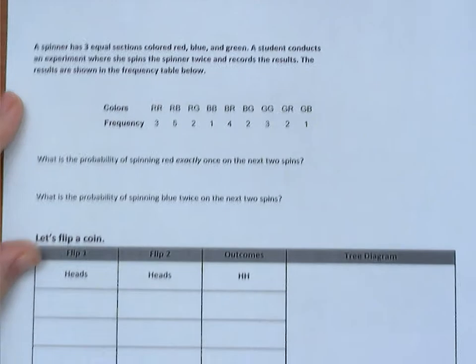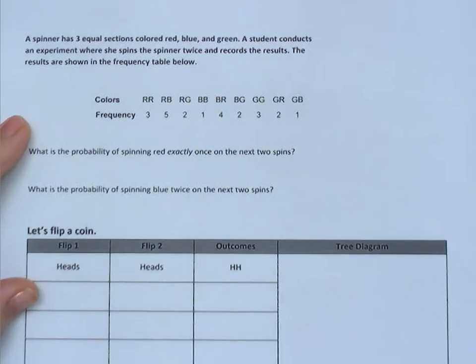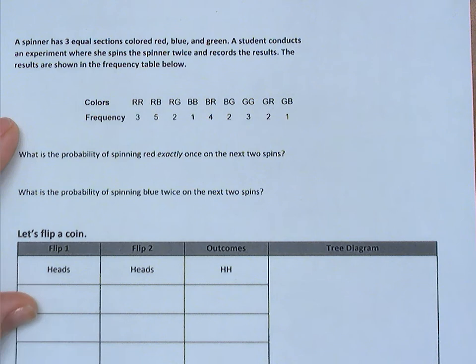All right. Now we're going to look at a spinner. A spinner has 3 equal sections, colored red, blue, and green. A student conducts an experiment where she spins the spinner twice and records the results. So she spins it, gets a result, spins it again, gets a second result. The results are shown in the frequency table below. So what's the probability that she's going to get red exactly once on the next 2 spins?